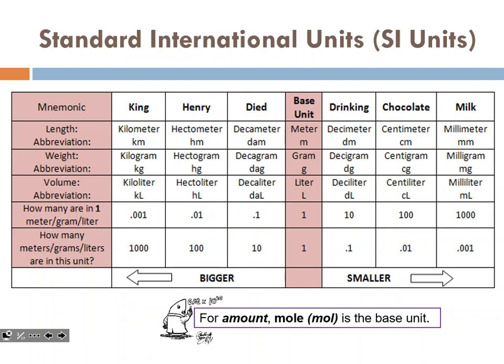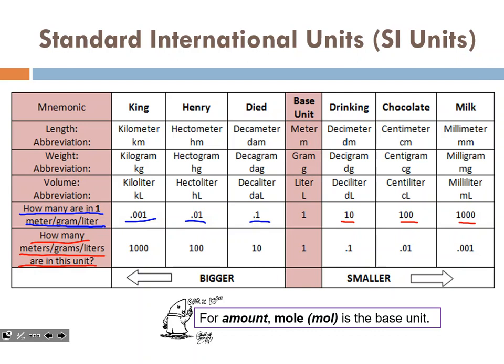Now, you have a couple different ways you can look at this. How many are in 1 meter? Okay. The prefixes that are larger than the meter, that's why they have the decimals here. The prefixes that are smaller than the meter, they're going to be larger by factors of 10. So 10 deci in 1 base unit, 100 centi in a base unit, 1,000 milli in a base unit, and so forth. Now, if you're looking at it, how many meters, liters, or grams are in this unit, that's the other way that you're looking at it, right here.